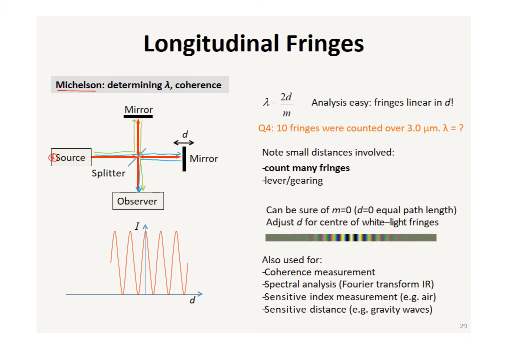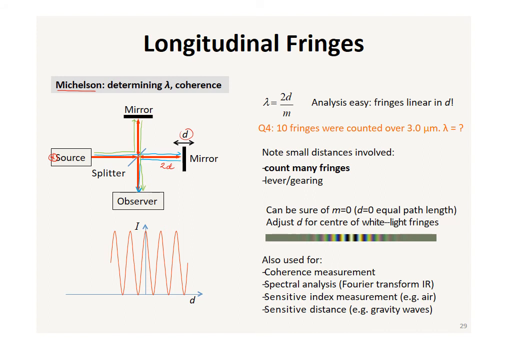So the interference is going to come about because there is a path difference, and that path difference is created by moving one of these mirrors backwards and forwards. As the mirror is moved a distance d, then the path difference that's experienced by the blue ray is going to change by a distance 2d.